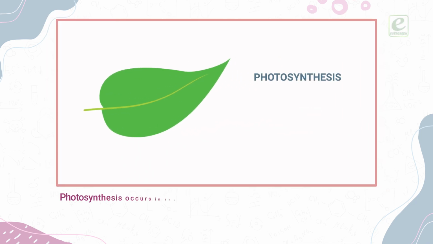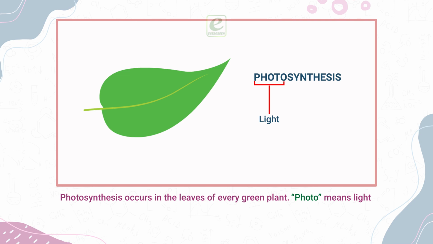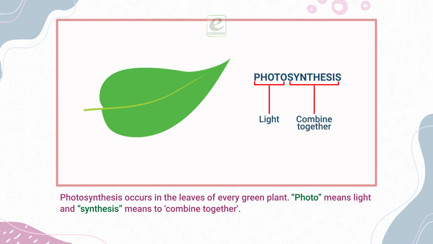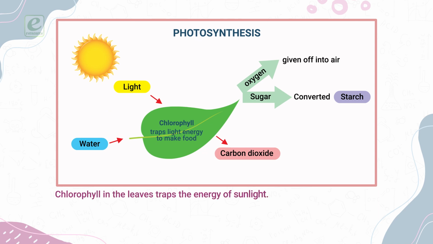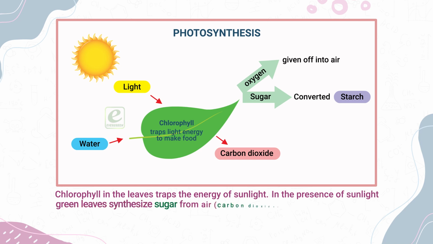Photosynthesis. Photosynthesis occurs in the leaves of every green plant. Photo means light and synthesis means to combine together. Chlorophyll in the leaves traps the energy of sunlight. In the presence of sunlight, green leaves synthesize sugar from air, carbon dioxide and water.